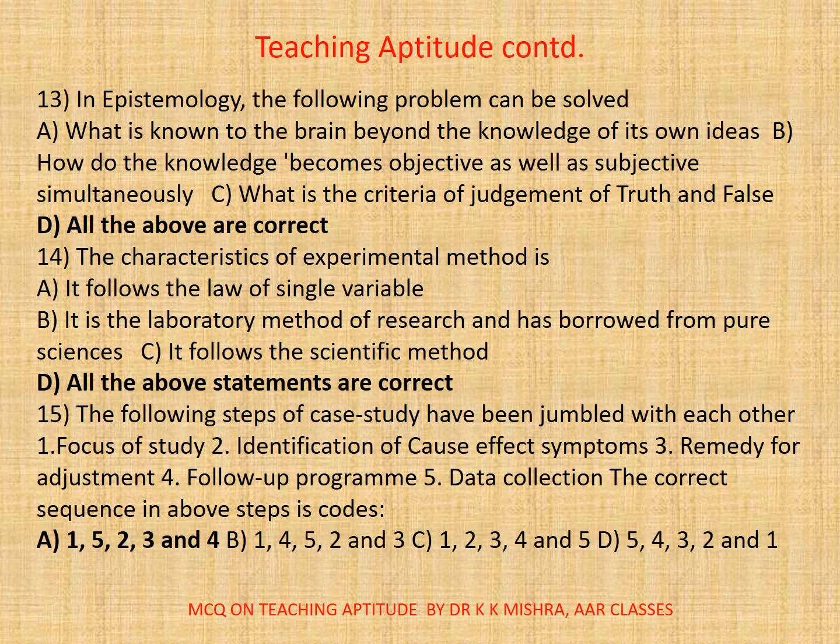15. The following steps of case study have been jumbled with each other: 1. Focus of study. 2. Identification of cause and effect symptoms. 3. Remedy for adjustment. Or 4. Follow-up program. 5. Data collection. The correct sequence here is A, where it says 1, 5, 2, 3 and 4. 1 means focus of the study. 5. Data collection. 2. Identification of cause and effect symptoms.